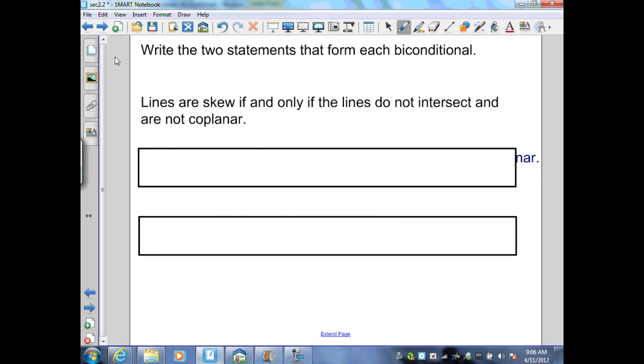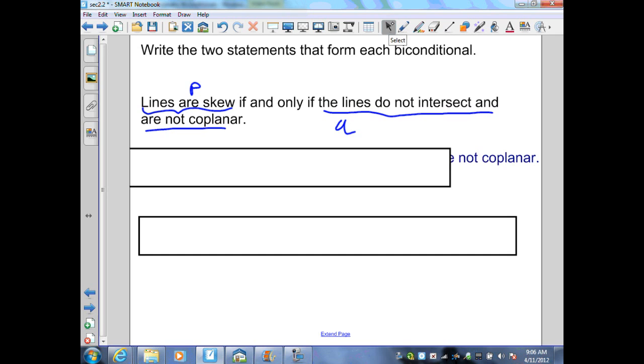Again, we want to write two statements that form each biconditional. We know when I have a biconditional, the original conditional is true and its converse is true. Let's identify the P and the Q. Lines are skew. That would be our P, our hypothesis. If and only if the lines do not intersect and are not coplanar is my Q. Now I have to form two statements from that.